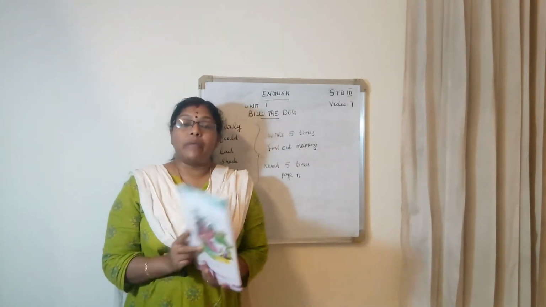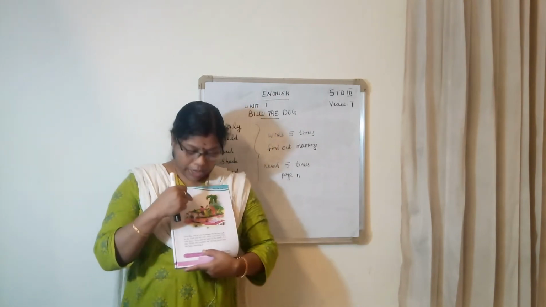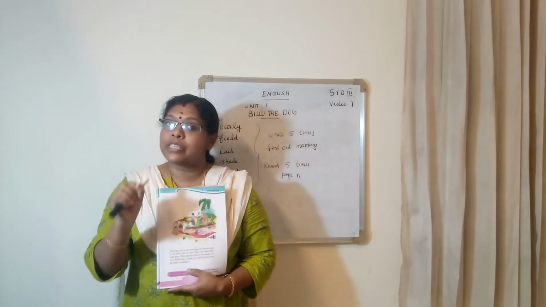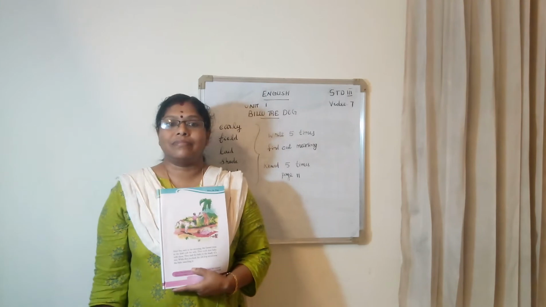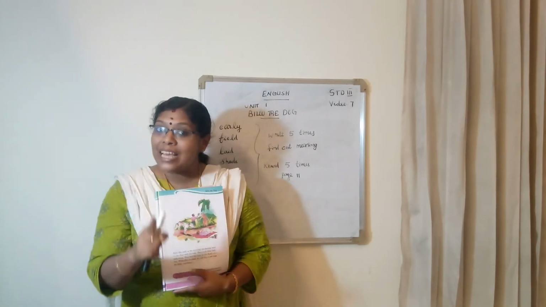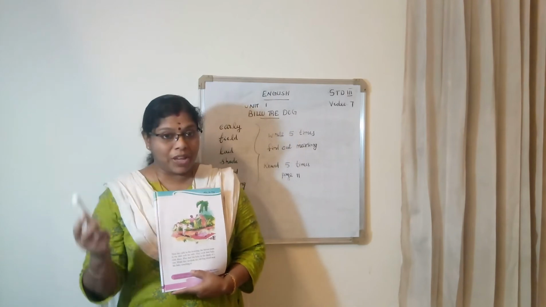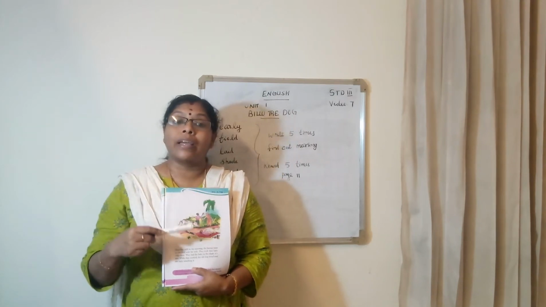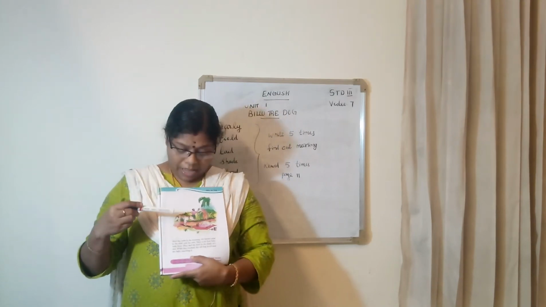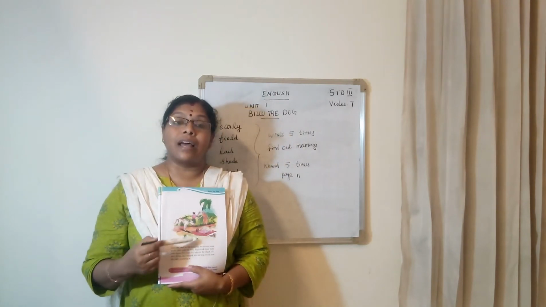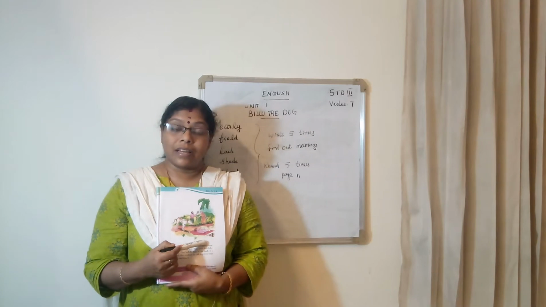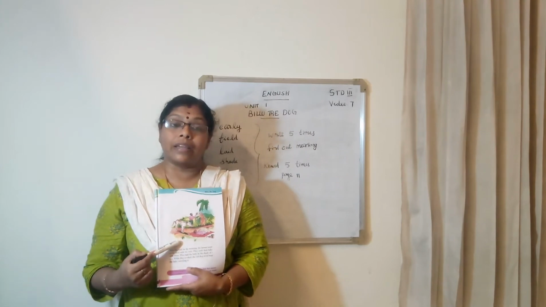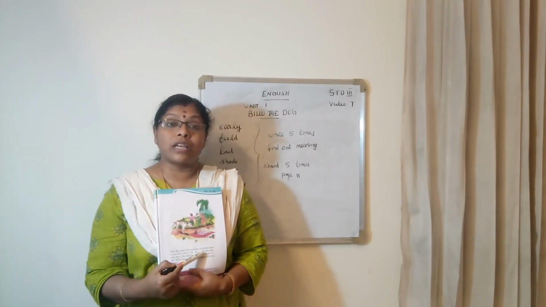So just listen. If anybody asks you to describe the picture, you can describe like this. How will you describe? This is the picture of a field. A farmer and his wife are working in the field. Their child is lying there, and near the child a dog is standing. The dog is watching the child.